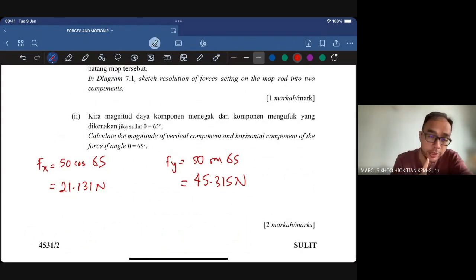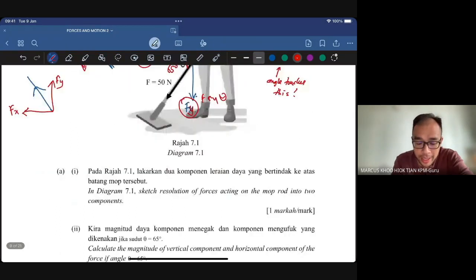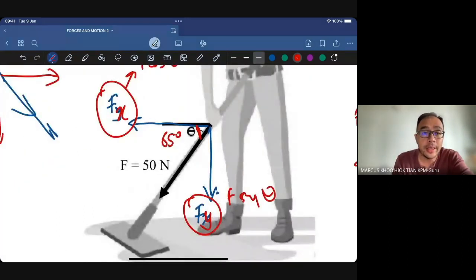But the most important thing is, I don't want you to memorize, oh, X is cos, Y is sin. Don't do that. That's very dangerous because they will not necessarily give you the angle here. Just remember, whichever component the angle is touching, that is the cos component. So if 65 touches Fx, then X is F cos theta, F cos 65, 50 cos 65. If the angle is on the other side, then the other side's one is cos.